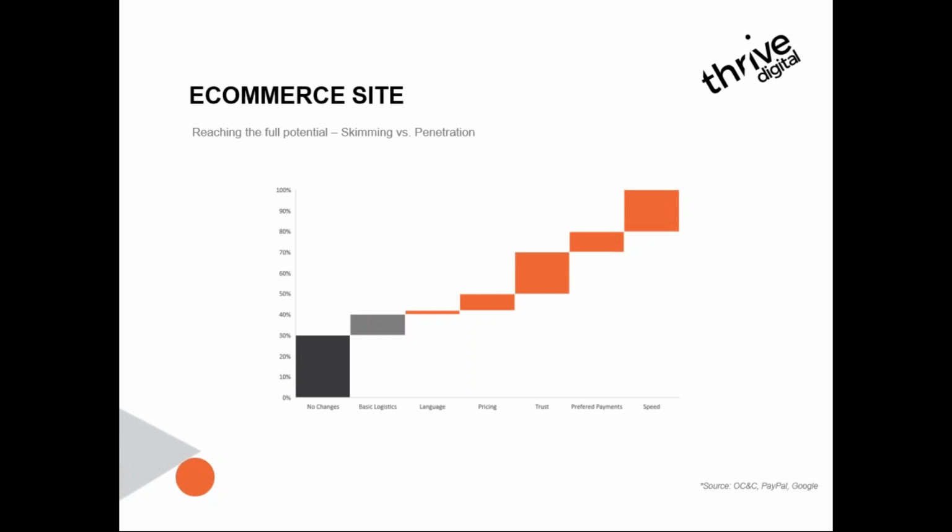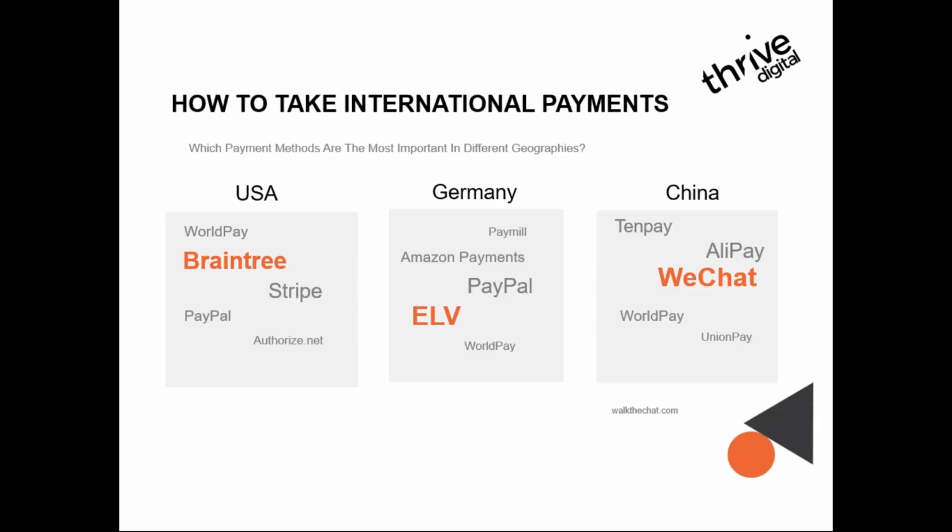So if we move on to the next slide, these are the top 3 countries and how people pay. As I mentioned, USA pay largely through credit and debit cards. WorldPay, Braintree, Stripe, and Authorize.net are all different forms of payment gateway. Braintree is the largest. It's actually owned by PayPal. PayPal is smaller in terms of taking payments, but it's still very, very big.